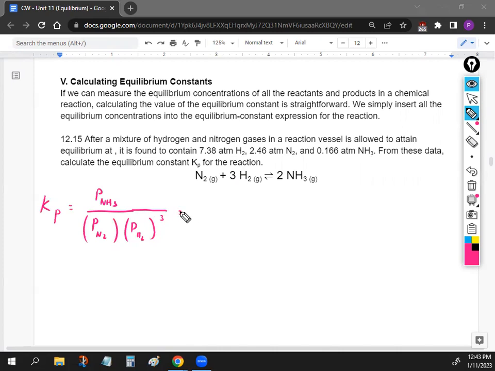All we have to do is plug in the values that we have, the equilibrium pressures for these gases. Let's start with the top. The pressure for ammonia is 0.166 atm, divided by the pressure of nitrogen, which is 2.46, multiplied by hydrogen, 7.38, and then you cube it. Just to give you a little practice with the calculator, I'll give you a minute to punch it in and let's see what we get.